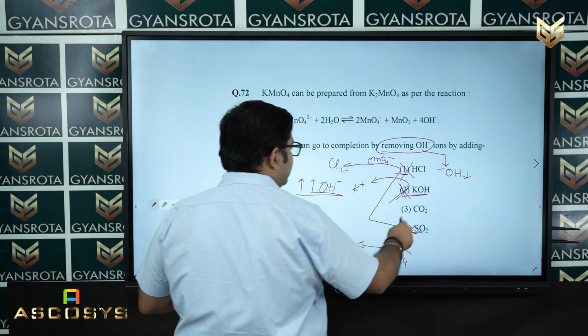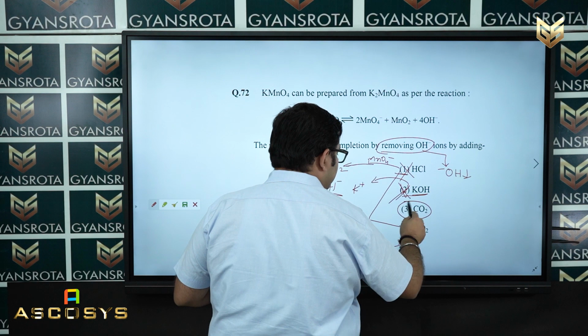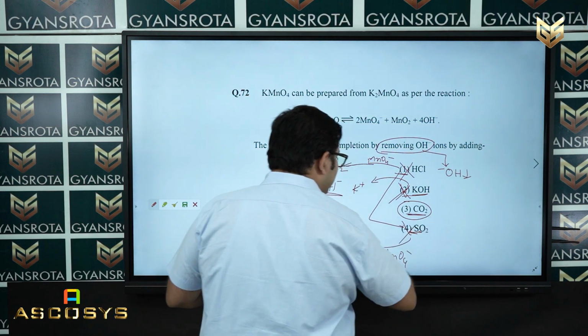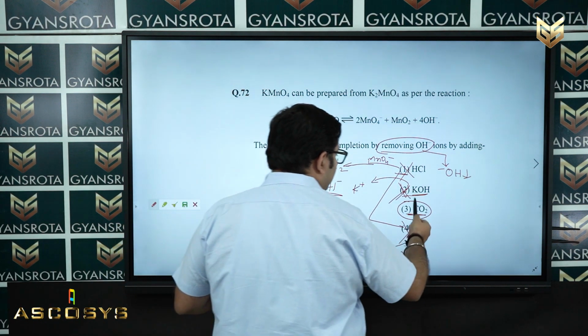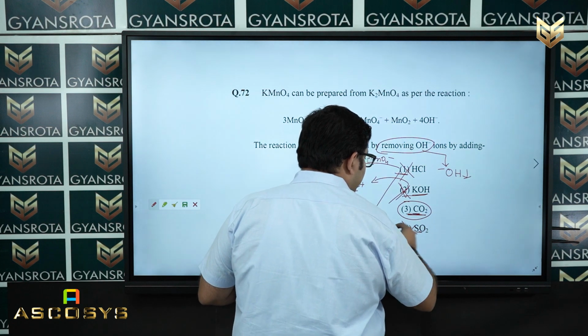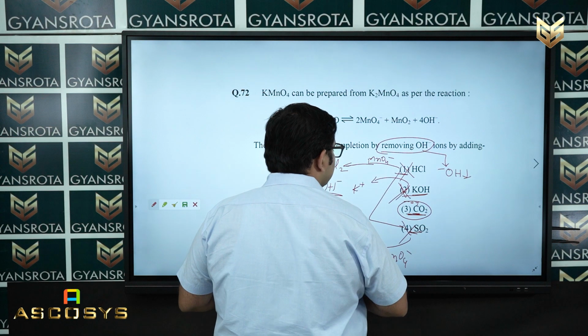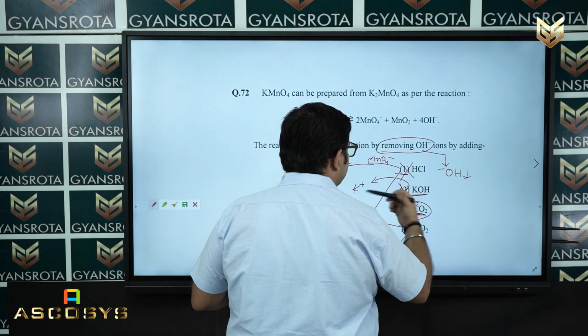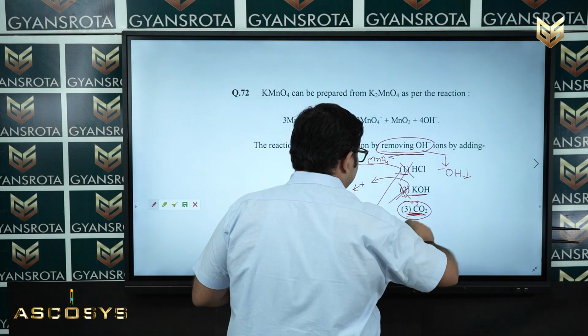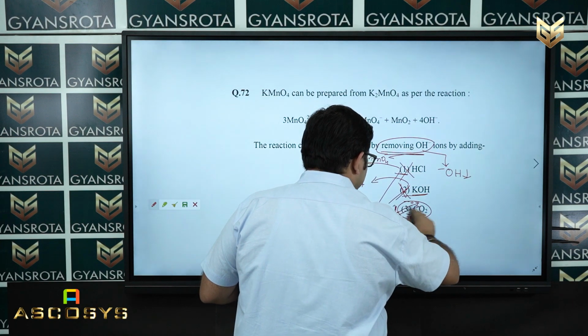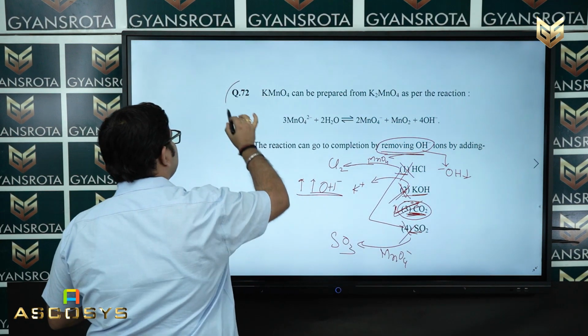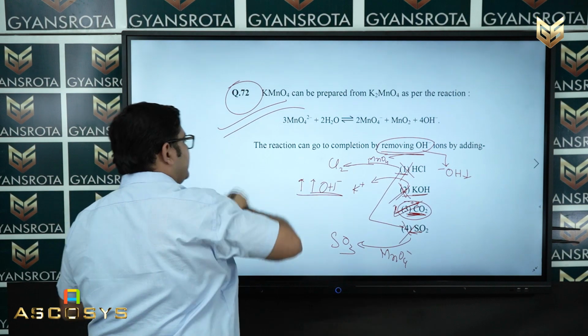So, we are left with option number 3, that is CO2, and this CO2 cannot be oxidized by MnO4-. Why? Because carbon here is present in its highest oxidation state, that is the +4 state. So, CO2 we can use to remove this OH- ion concentration. So, your option number 3 is the correct answer of your question number 72.